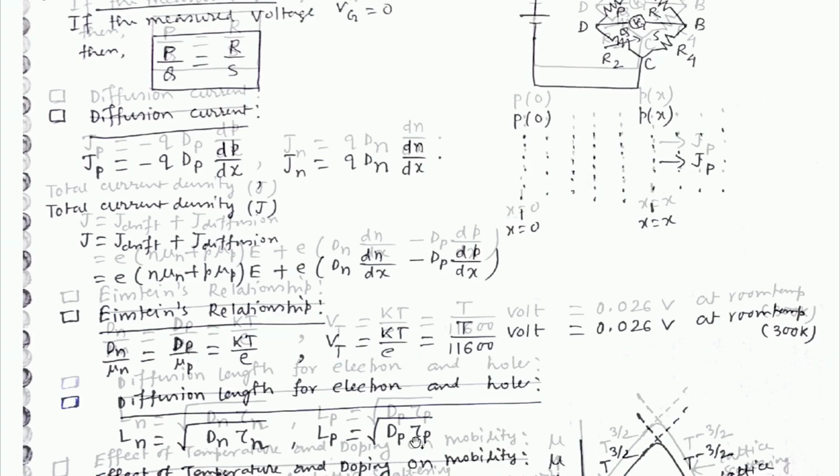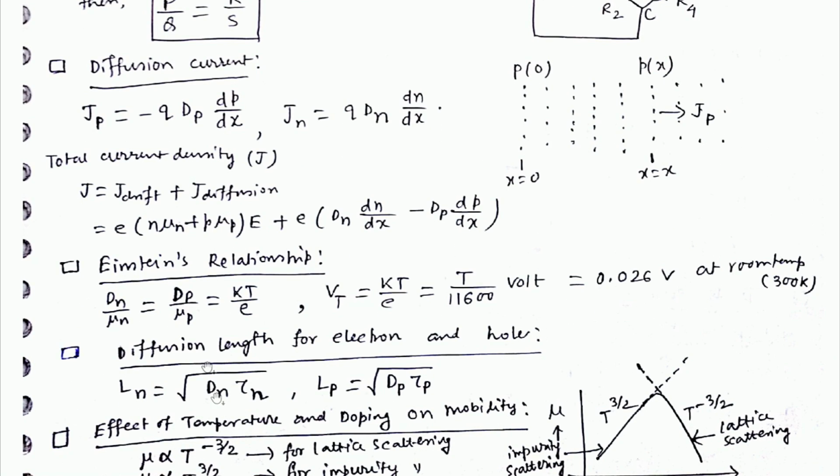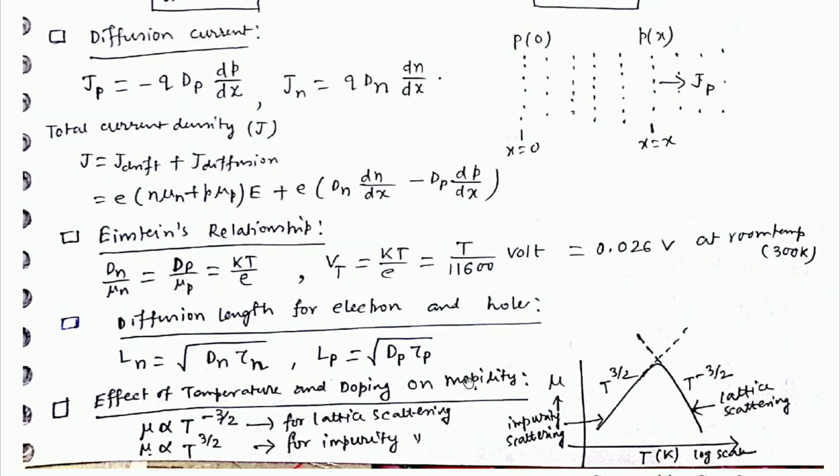Diffusion length for electrons and holes: Ln equals root over Dn tau n, Lp equals root over Dp tau p. Now what is diffusion length? Diffusion length is the length which an electron or a hole travels after generation, before recombination. Suppose some electron and hole pairs are generated. Before recombining, the distance they travel is called the diffusion length.